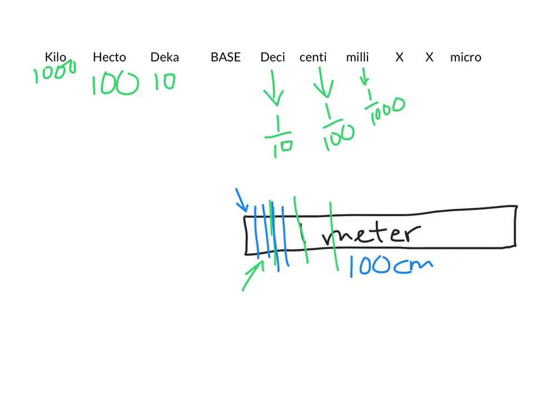There's 2 X's there, and I'm going to explain those 2 X's in just a second, but micro has a value then of 1/1,000,000th. I forgot the 1. 1/1,000,000th. So meaning if I took this meter stick here and cut it into 1,000,000 pieces, that'd be really, really hard to see those different pieces. However, one of those would be a micrometer.